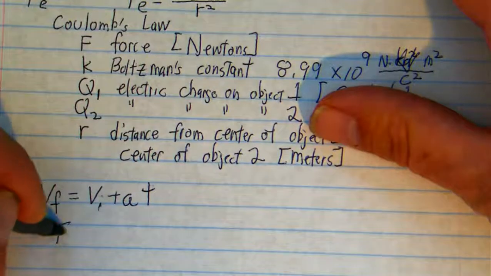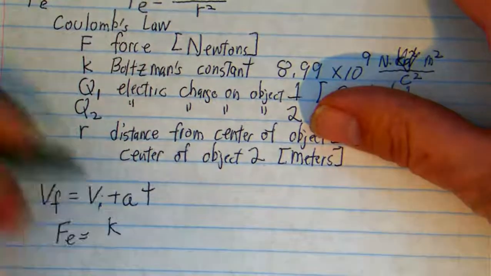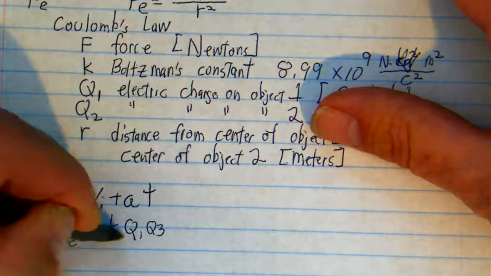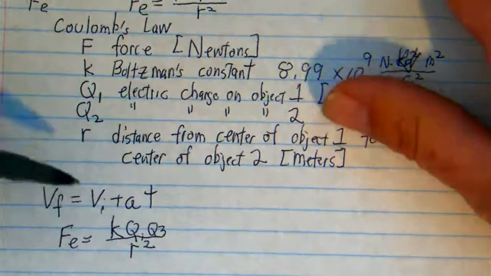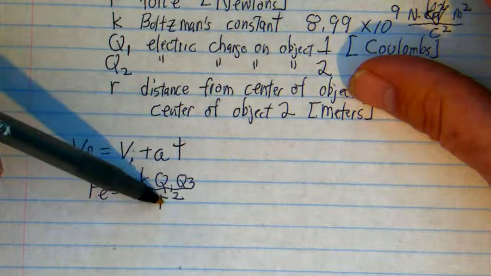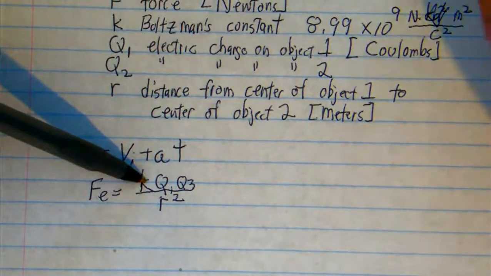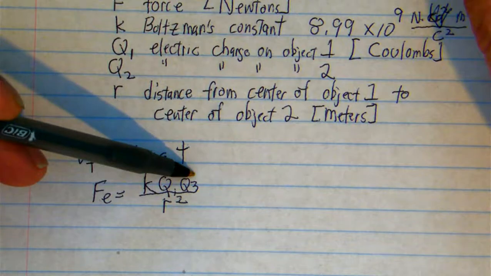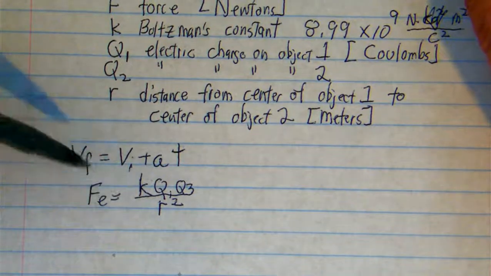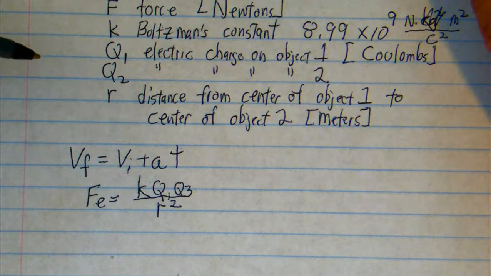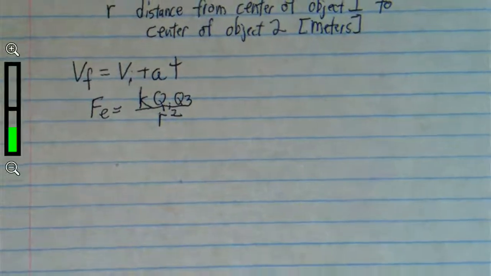So this equation has 1. This is a constant. That doesn't count. 2, 3, 4 variables. 1, 2, 3, 4 variables and a constant. So we're going to give you problems where we give you any 3 of these, and you have to rearrange the equation and solve for the one unknown variable. Right now, I'm going to close out with a practice problem.